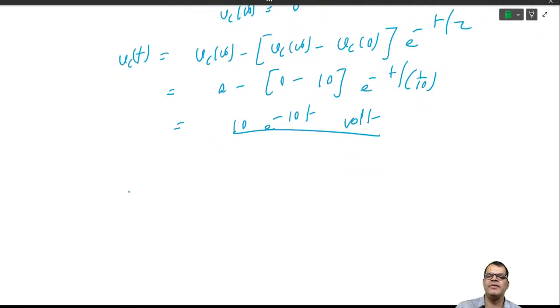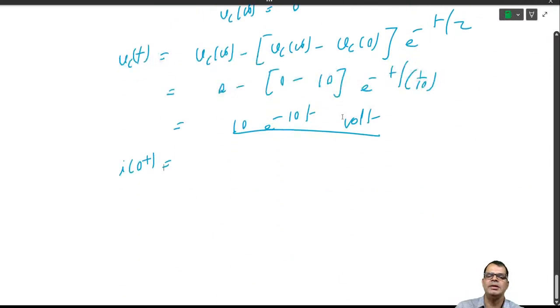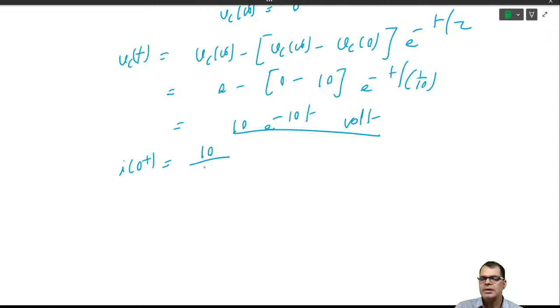In a similar fashion you can find the current. I(0 plus), when the switch is closed, the circuit is like this, so I(0 plus) is V(0 plus) upon R. V(0 plus) is 10 volt, R is 10 kilo, so that is 1 milliampere. I(infinity), completely discharged, so no current flows, 0.